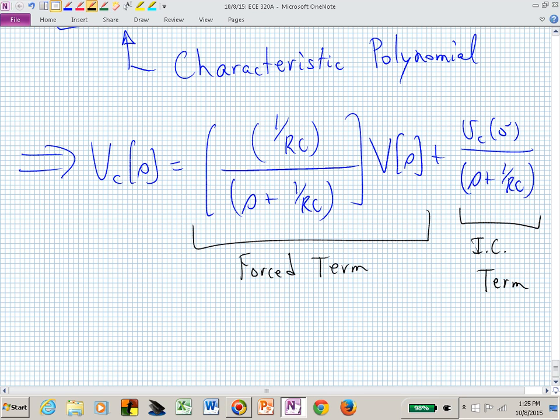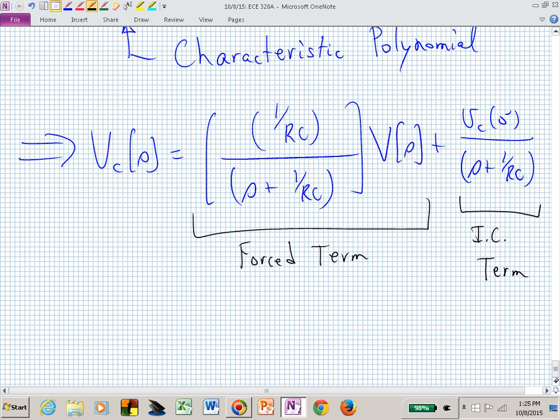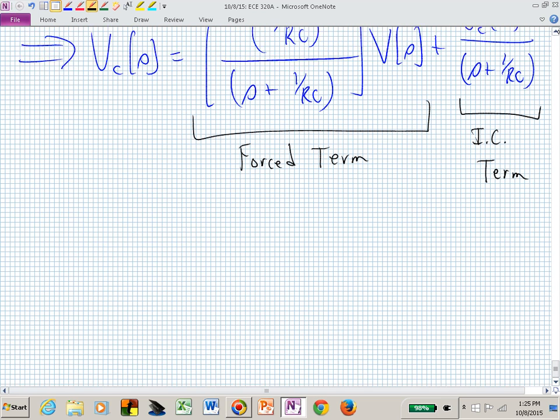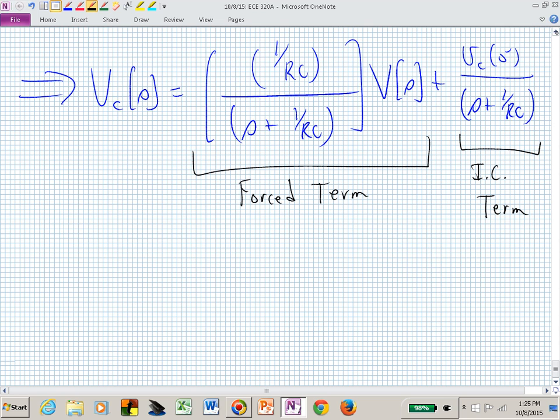Our forcing function was little v of t, and in the frequency domain, that's capital V of s. Let's look at some particular waveforms or sources in that. Remember what we're dealing with. It's a low-pass filter. Now we've analyzed that low-pass filter, and this is the resulting frequency domain governing equation or relationship.